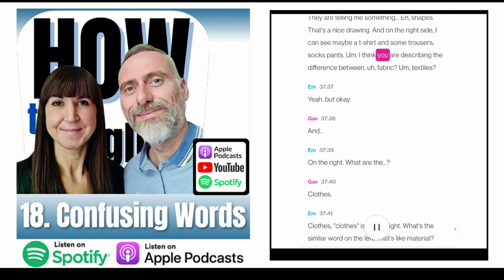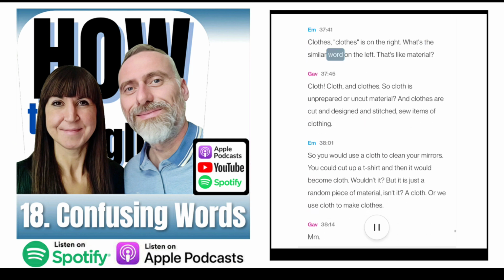I think you're describing the difference between fabric, textiles. Yeah, but okay, and on the right, what are clothes. Clothes. Clothes is on the right. What's the similar word on the left that's like material? Cloth. Cloth and clothes. So cloth is unprepared or uncut material, and clothes are cut and designed and stitched, sewn items of clothing.